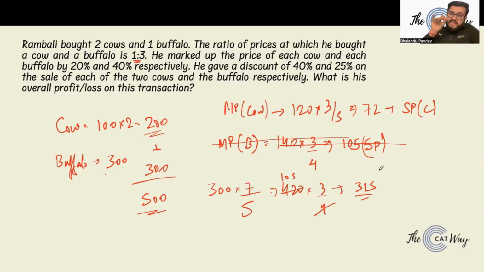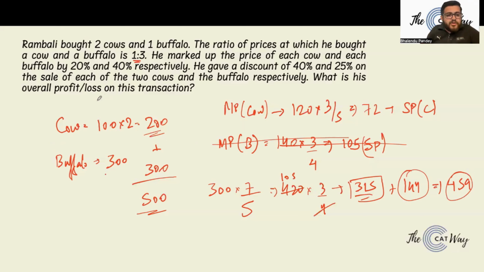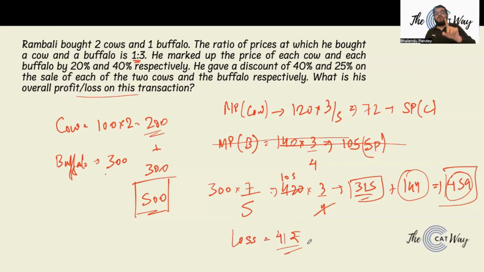Correct? So the total selling price that he got is 315 from here and 72, 144 from here. Right? So the total price that he got is what? 300 plus 100, 400, 40 plus 10, 50 and 9. So 459 is the amount of money that he got after selling these items. Right? So now, what is the overall profit or loss? So the total cost price is 500, the total selling price is 459. There is a loss on the entire transaction and the loss value is equal to 41 rupees. Remember, it's not asking you what the loss percentage is, it is only asking you what the profit or loss on this transaction is. So there is a loss of 41 rupees taking place, right?